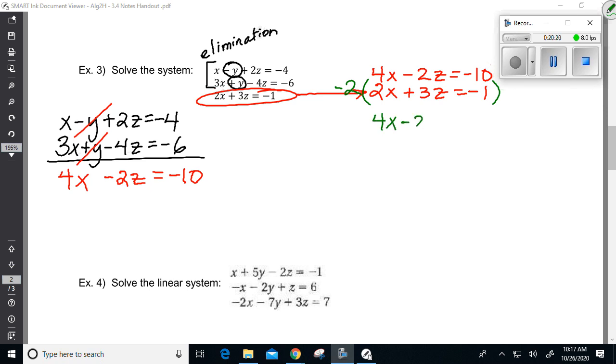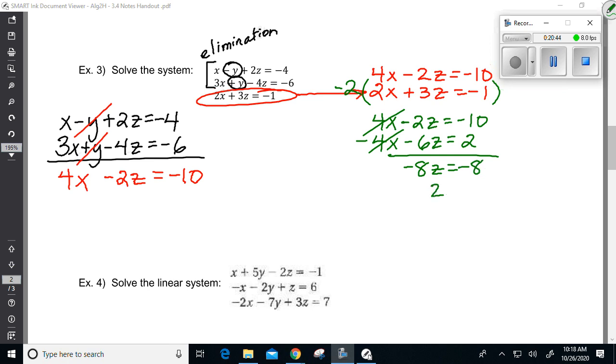4x minus 2z equals negative 10. Negative 4x minus 6z equals positive 2. So let's see what we got here. x's drop. Negative 2z plus negative 6z is negative 8z. Negative 10 plus 2 is negative 8. So z equals 1. So there's our first answer.